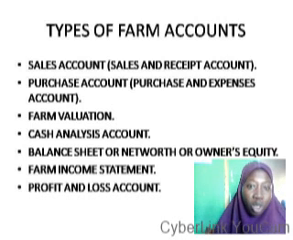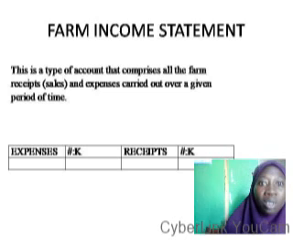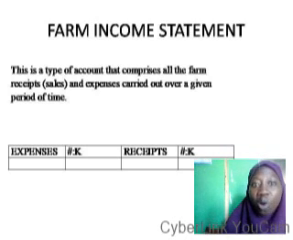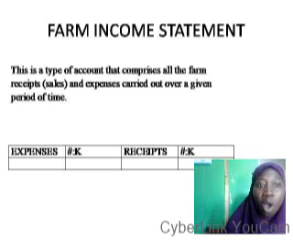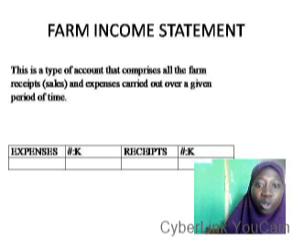So inshallah, I'll move on to the remaining one we are yet to touch at all, and this is the farm income statement. It's a type of account that comprises all the farm receipts, or what we call the sales and expenses carried out over a given period of time, and that is how the table for that particular account is prepared. To the left we have the expenses, and to the right we have the receipts.